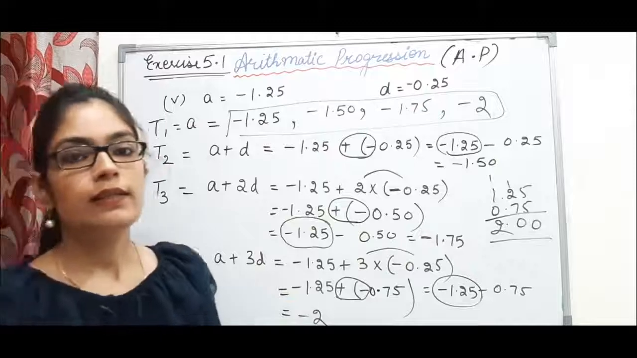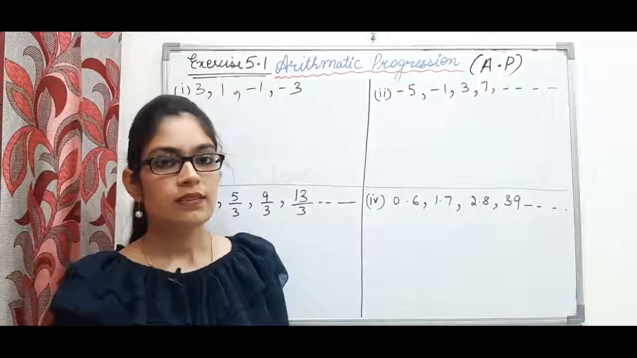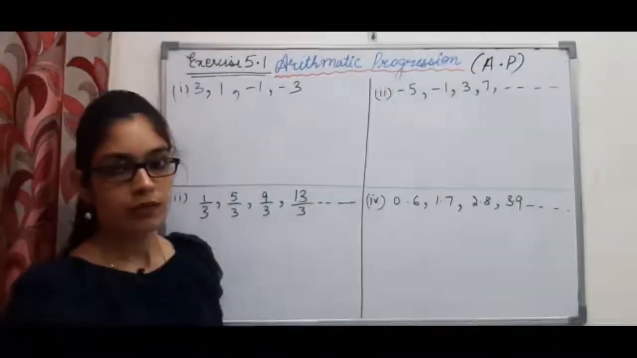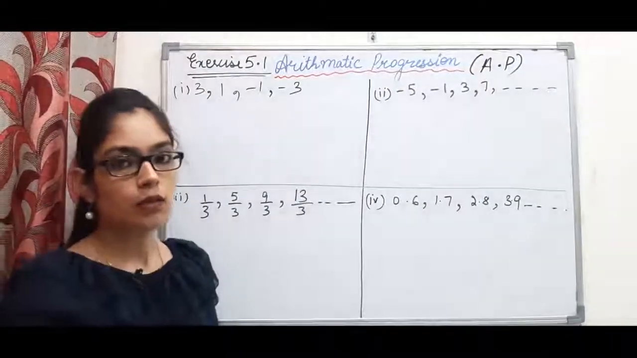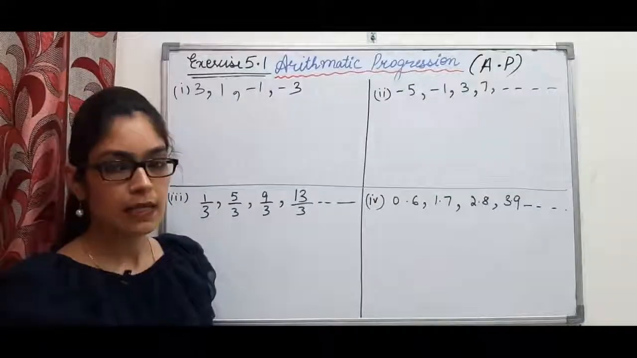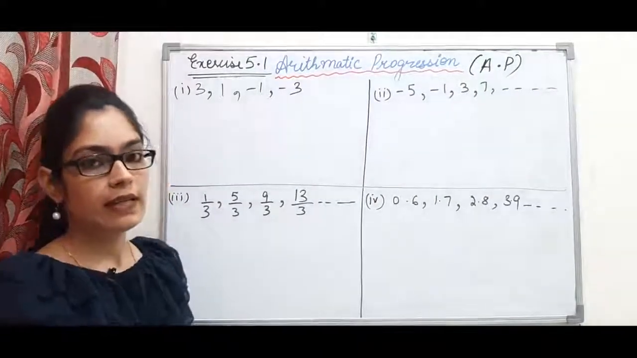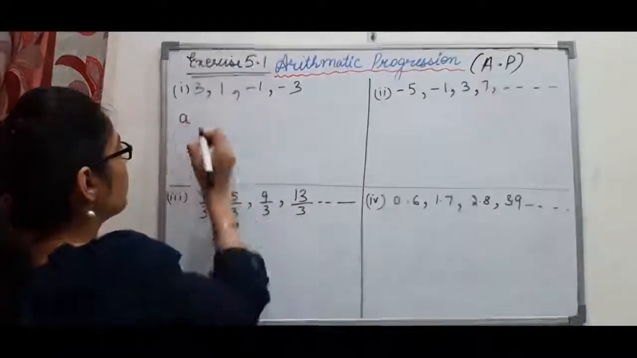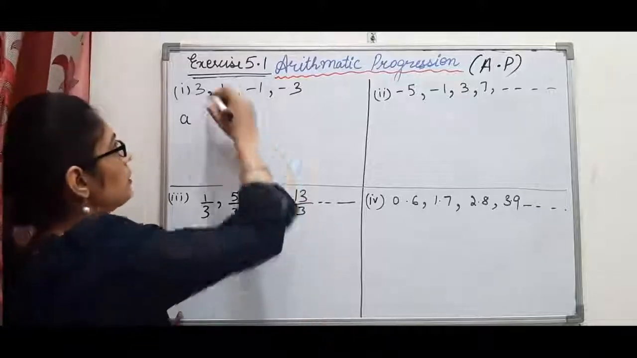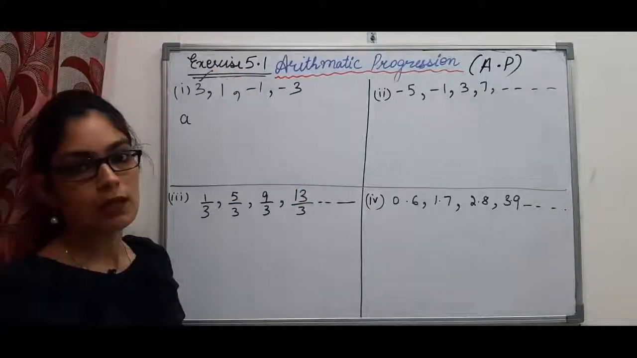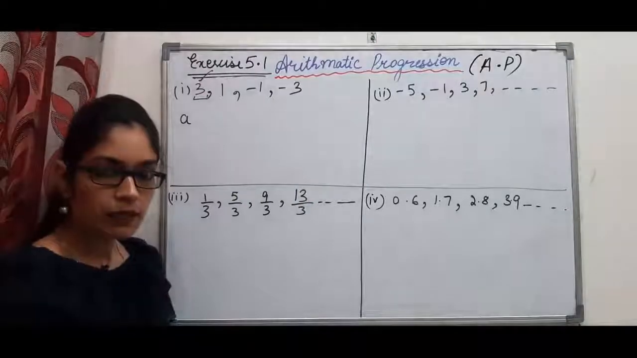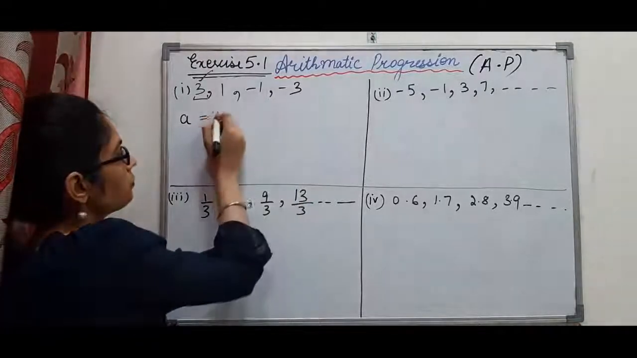Now let's do the next question. This is the third question of exercise 5.1. In this question we have to write the first term and the common difference. These four sequences are given to us. These are already APs and we just have to write A and D. A is whatever is written as the first term of the sequence. So 3 is written at the start, which means the first term of this sequence is 3.